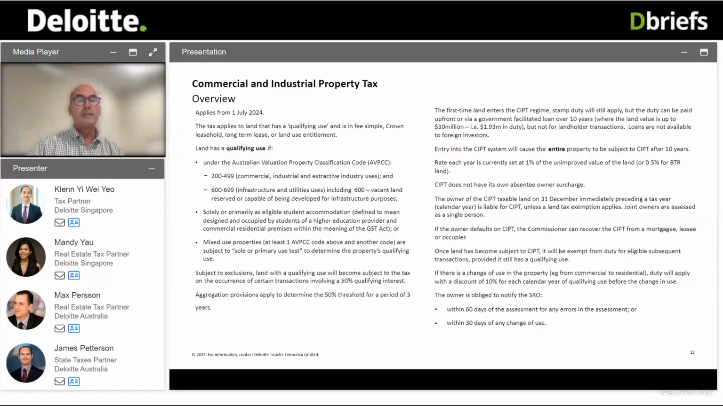Land will transition into the CIPT regime if it has a qualifying use. That is a use with one of those AVPCC codes that are on the slide. There will need to be a minimum 50% interest acquired in the land to trigger entry into this new tax. And that will be subject to a 3-year aggregation period for determining whether that threshold is met. Once it has been met, and 50% of the land is within the regime, the tax will apply to the whole property. The rate is 1% of the unimproved value of the land. And generally, it is the owner who will be liable for the tax. There's also a change of use provision, which we'll discuss in a little detail shortly, which can bring the property back into the duty regime. Next slide, please.